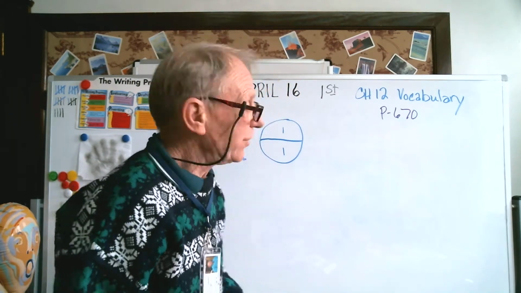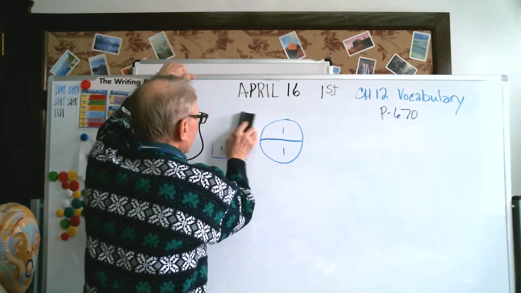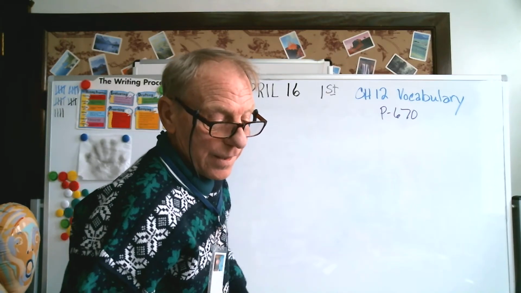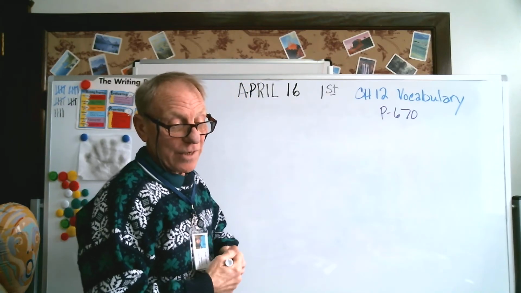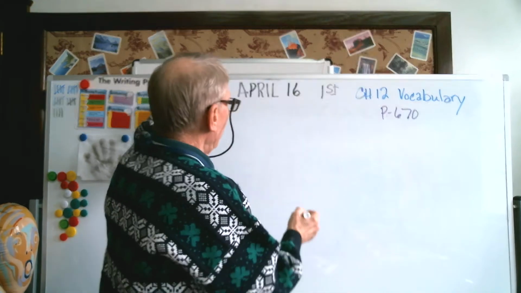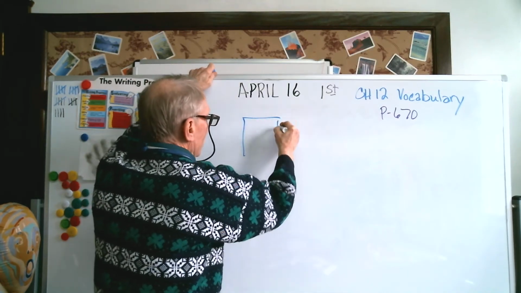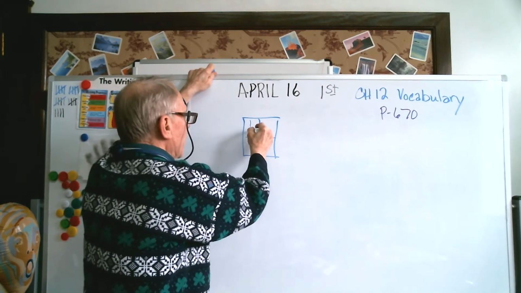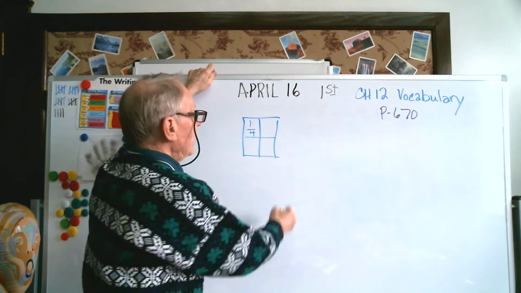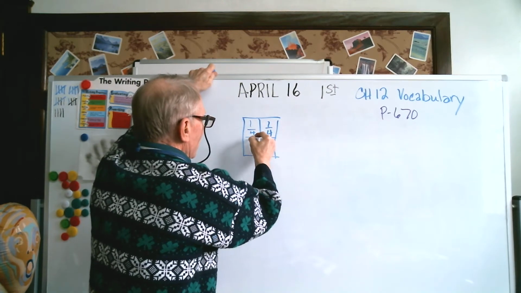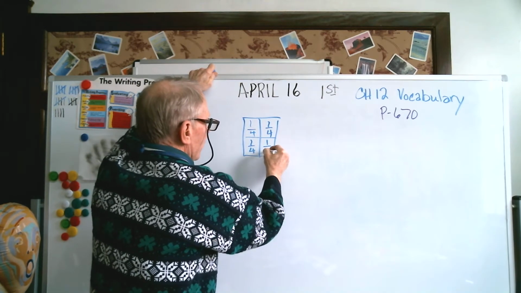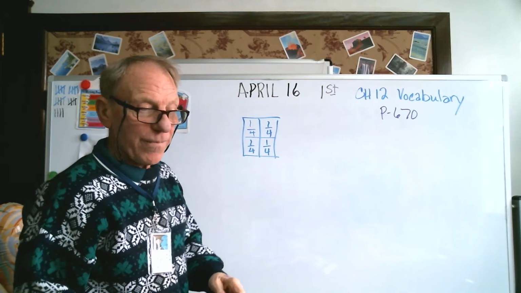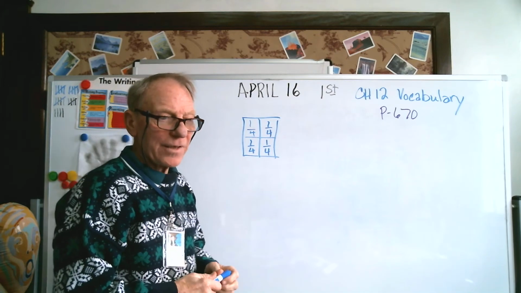You remember the definition of equal means something that is the same. Well, and we just had the next one up there. A fourth of. If you have a box divided into fourths, this is 1/4 of the box, and this is 1/4 of the box, this is 1/4, and this is 1/4. Each one is a fourth. That makes sense, don't it?